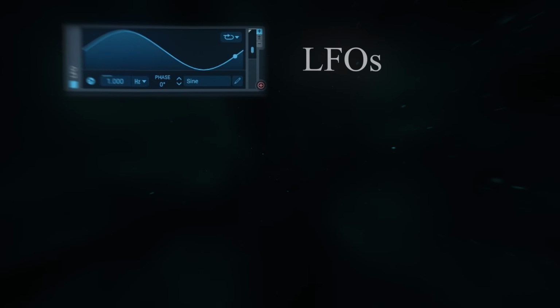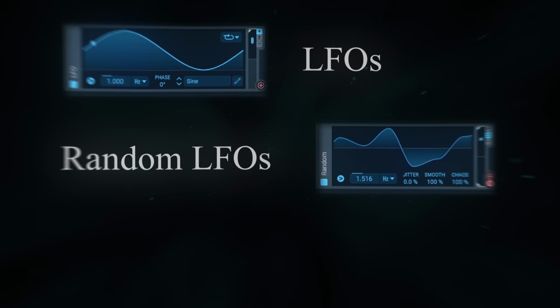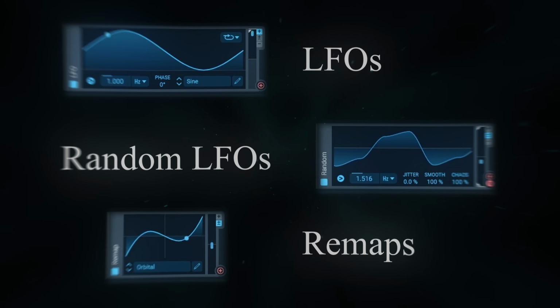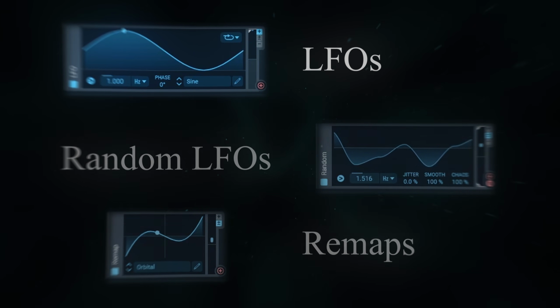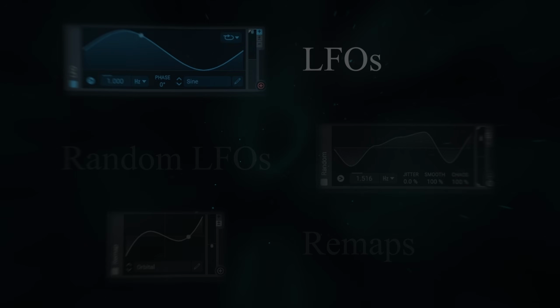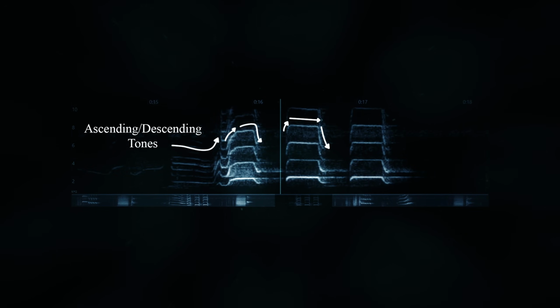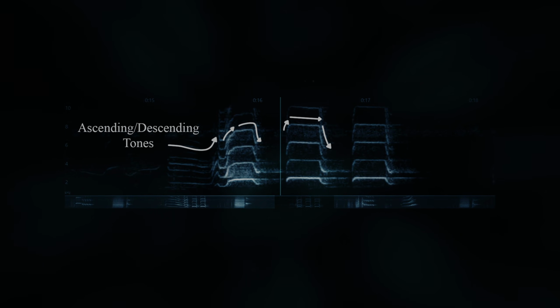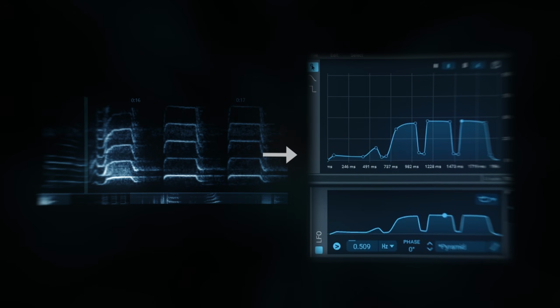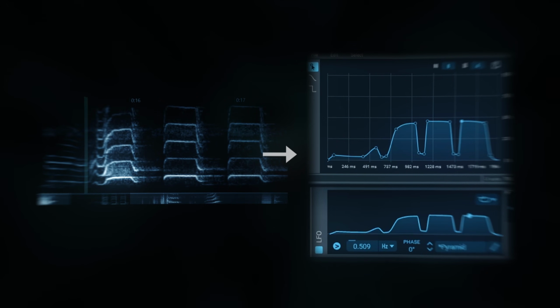I primarily used LFOs and random modulators, as well as remap modulators for designing my sounds. Firstly, I'll discuss LFOs, or low-frequency oscillators. Earlier, I mentioned analyzing pitch fluctuations in various animal sounds. This is important for pitch modulation. When you're designing a specific animal sound, observing the fluctuations in pitch will paint a picture of what the LFO shape should look like.